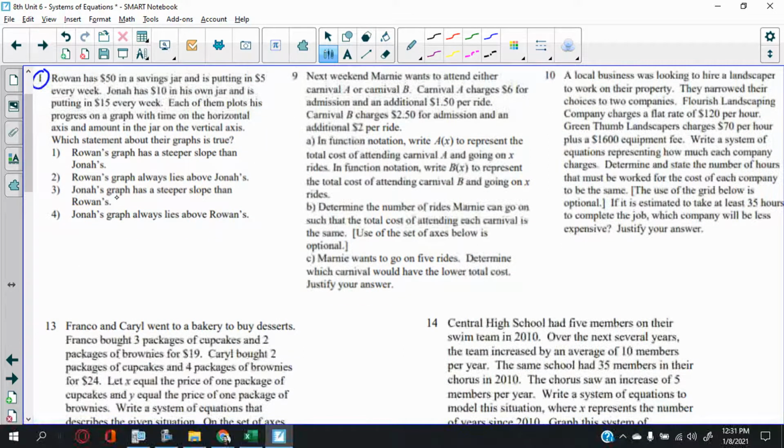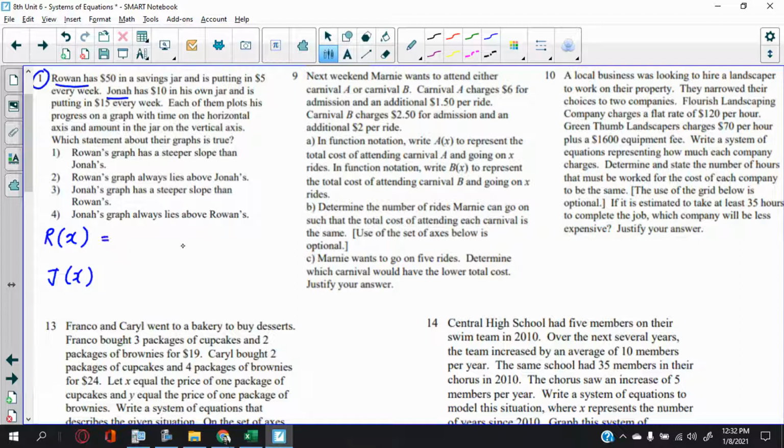Now, right off the bat, we know that there's two characters here, Rowan and Jonah, and we already know we're gonna be writing equations, right? So I'm gonna do this. Rowan is R of x, Jonah is J of x. Just easy to remember, all right? We don't have to do f of x and whatnot.